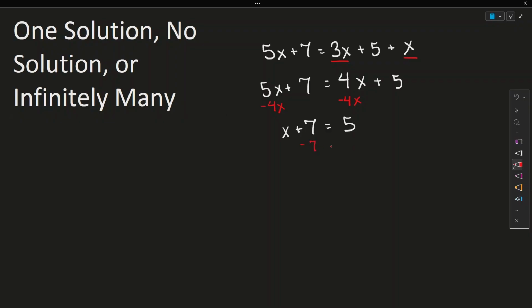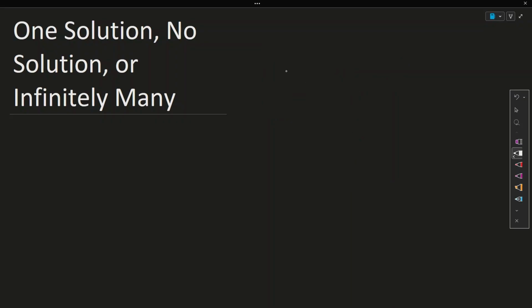Now we can subtract 7 from both sides. The left-hand side is now x and the right-hand side is -2. So this equation has a single solution, x equal to -2. Now let's look at a second equation.